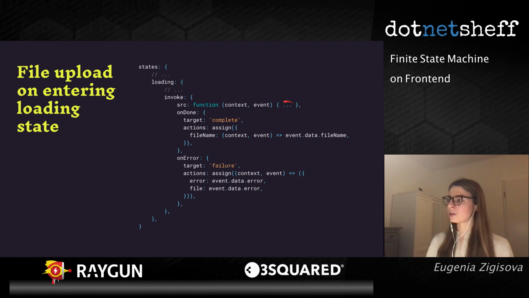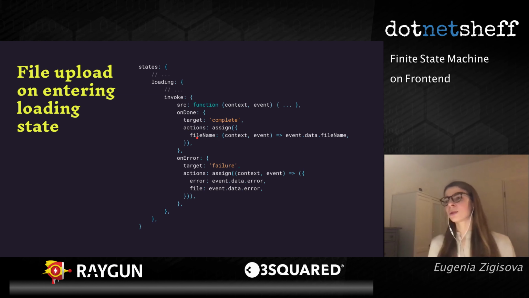To save time, I haven't put what is inside, but here we are preparing the file for upload and doing the actual request. And there are two scenarios. It can be successful or it can fail. And we handle both scenarios. So on success, on done, we specify what will be the next state. It will be complete. And there are also some side effects we need to perform, or actions.